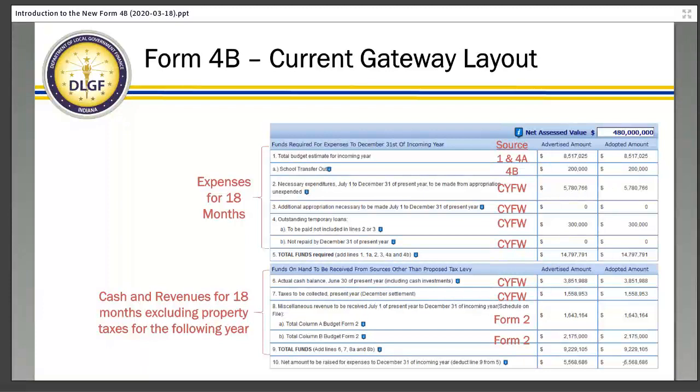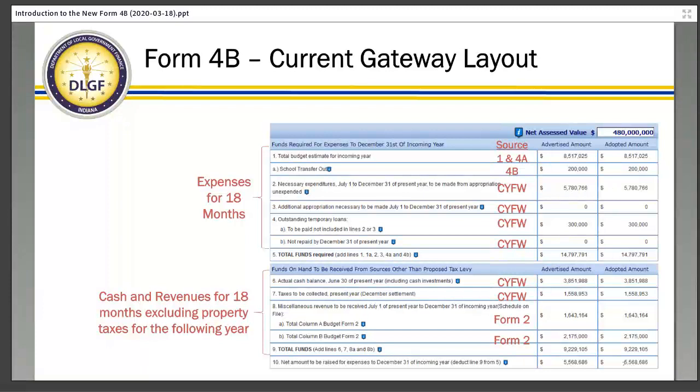For lines 2 and 3, we're looking at expenditures planned for the remainder of the year, or on line 3, any additional appropriations that are going to increase your spending authority. The source material for both of those is the current year financial worksheet, but this is where that information flows onto the 4B. Lines 4A and 4B represent temporary loans, whether or not they're going to be paid before the end of the calendar year, we're going to include those in our expenditures. It's still information coming from the current year financial worksheet, but this is where it's going to flow into the 4B itself.